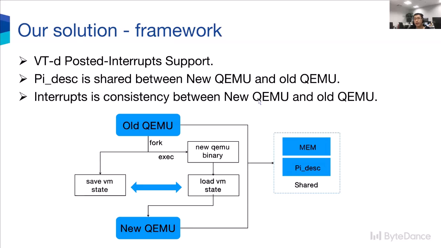In this topic, we use post-interrupt technology to inject interrupts. The device will set a post-interrupt request bit when the device raises an interrupt. So we only need to ensure the same PI descriptor data between the old QEMU and the new QEMU process. We allow PI descriptor data to be shared between the new QEMU and the old QEMU during the live upgrade.